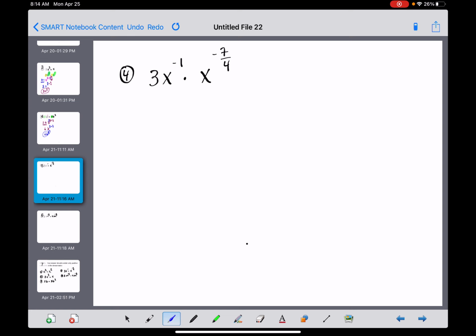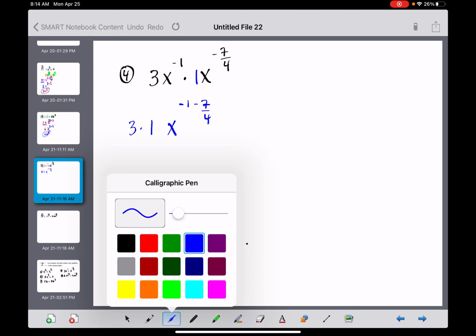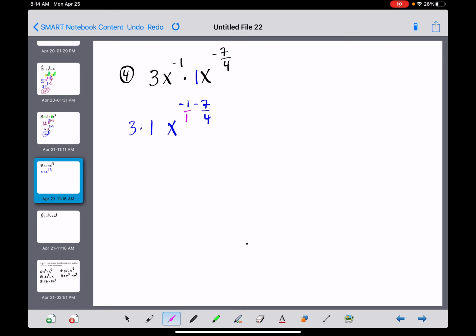Okay, moving on to number 4. Notice it's a negative fractional exponent, but we treat it the same way, okay? There's an invisible 1 here, so 3 times 1, and then x to the negative 1 minus 7 over 4. Now again, this is not a fraction, so we're going to put it over 1 and multiply by 4 over 4. That's going to give us 3x to the negative 4 over 4 minus 7 over 4. So 3x to the negative 11 over 4, because negative 4 minus 7 is negative 11.